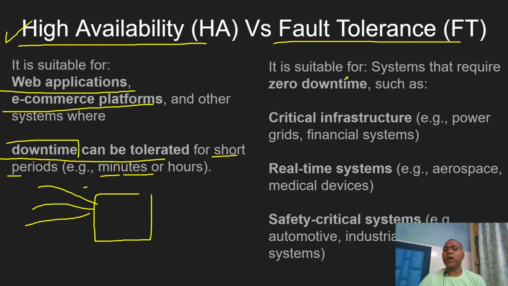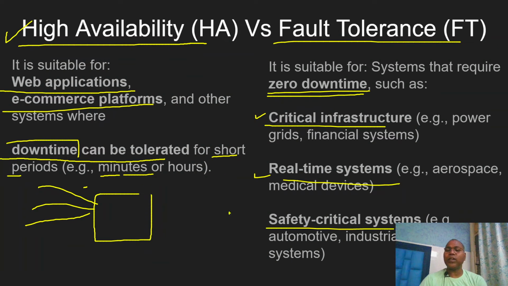Say we are going to design a system that requires zero downtime. If any kind of failure happens, our system would still operate. So generally for critical infrastructure applications, real-time systems, or safety-critical systems, in those scenarios where the customer says I need a zero-downtime system, your system must be designed for a fault tolerance mechanism.